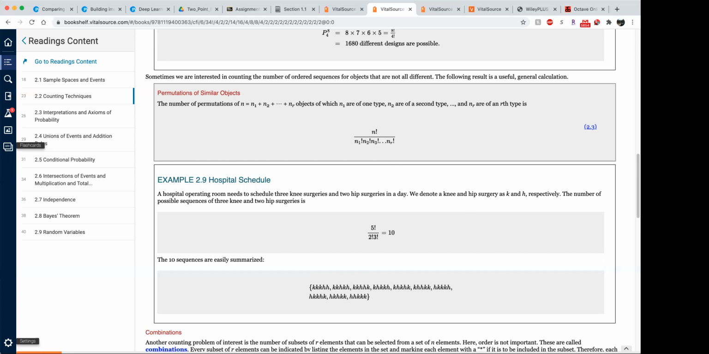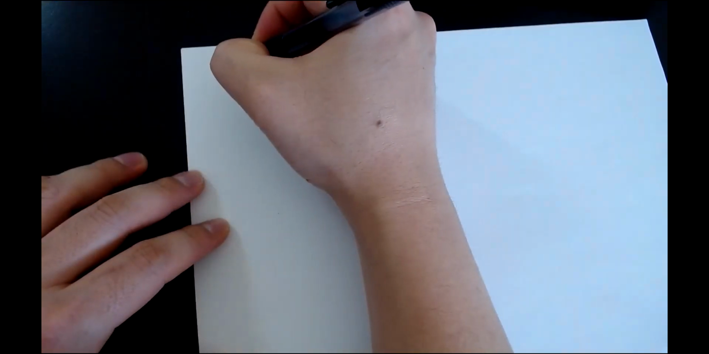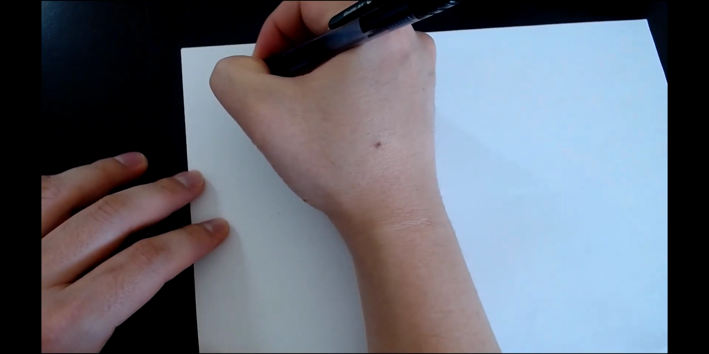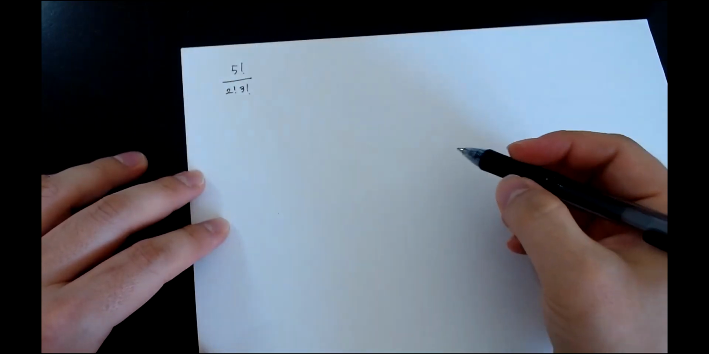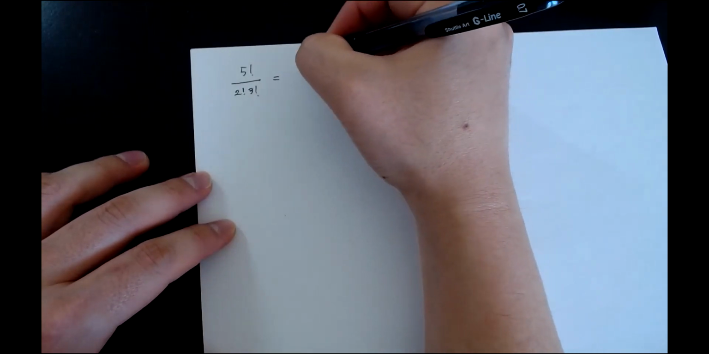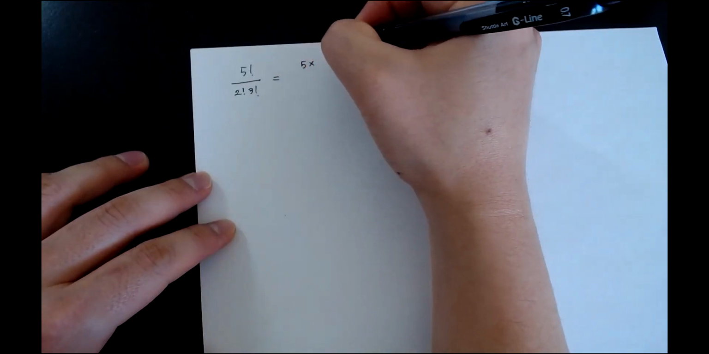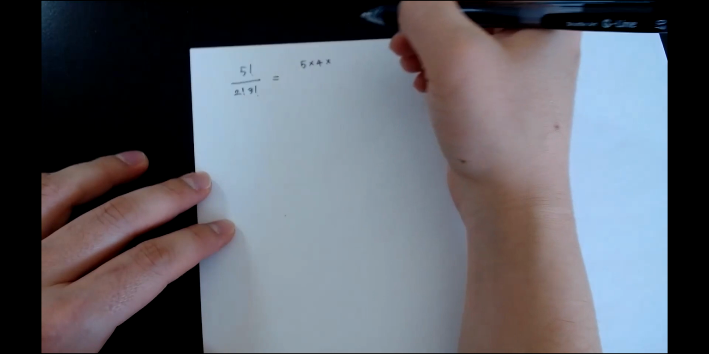Let's figure out how to calculate this. The factorial. So 5 factorial divided by 2 factorial times 3 factorial, right? So this is equal to, 5 factorial is what? 5 times 4 times 3 times 2 times 1.